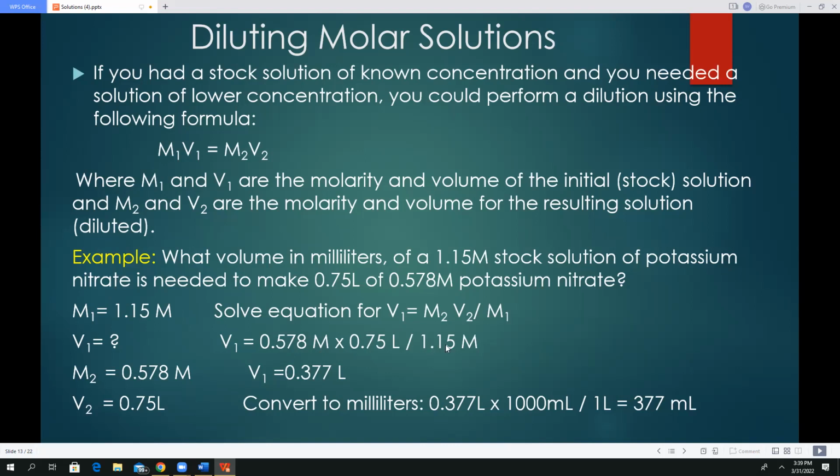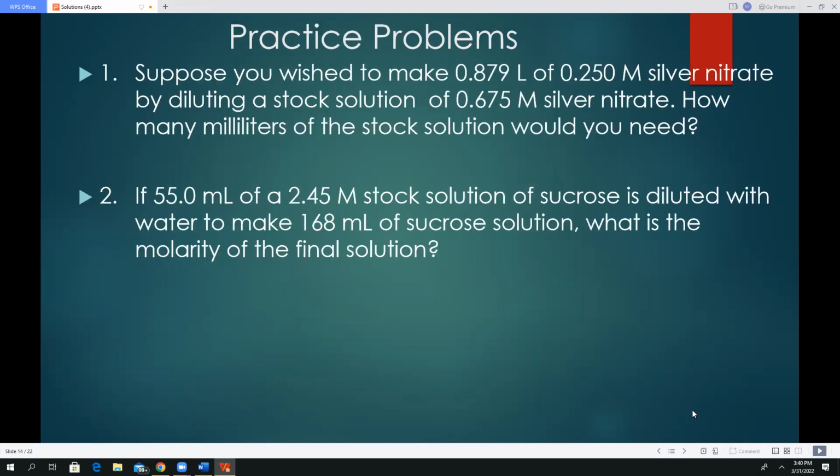and do your multiplication, divide, and you get your answer, which is volume is equal to 0.377 liters. And if you want to convert that to milliliters, which is what they asked, it's 377 milliliters. And there you are. That is how you do the dilutions. And we have some problems here for you to do. And they're also already posted, so we're not going to go through these.